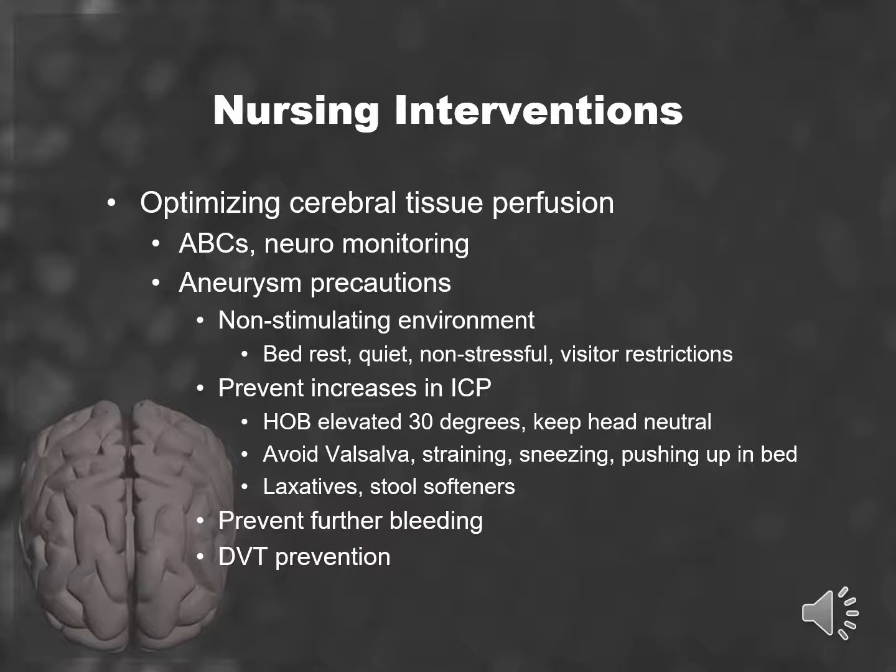Now, if a patient has an aneurysm, we're going to put them on something called aneurysm precautions, and this is very similar to what we see with somebody with an increase in intracranial pressure. So we're going to prevent those increases in intracranial pressure, which can cause an aneurysm to rupture. We're also going to keep their environment very non-stimulating. Keep them on bed rest, limit visitors, and make sure that they're as low stress as they can possibly be.